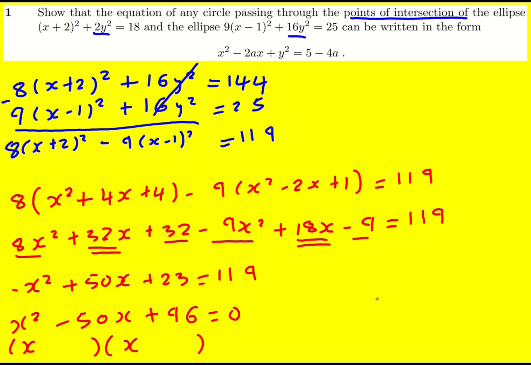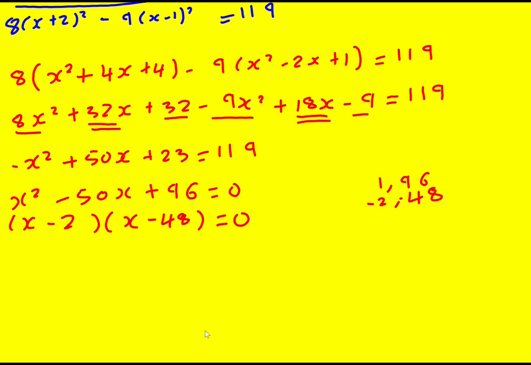So factors of 96, well, 1 and 96, but that's, first of all, when you combine them, you're going to get an odd number, and also they're quite far apart. But if we go with 2 and 48, then it will work if we make them both negative. So x minus 2, x minus 48 is equal to 0. So that means x is going to equal 2 or 48.